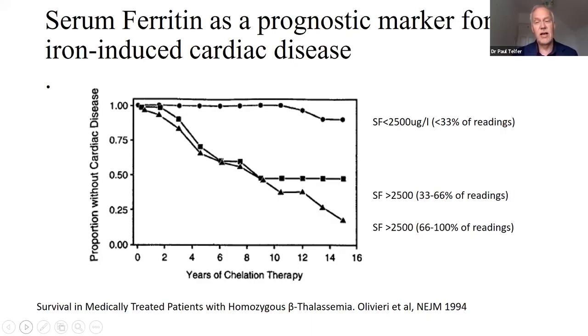So a level of 2,500 is really too high, and most would now consider a level of 1,000 or somewhere between 500 and 1,000 micrograms per litre as, say, a more appropriate and achievable target for maintaining the serum ferritin to protect against cardiac disease and for other complications of thalassemia in the longer term. And a level of 2,000, 2,500 is really too high. Next slide, please.